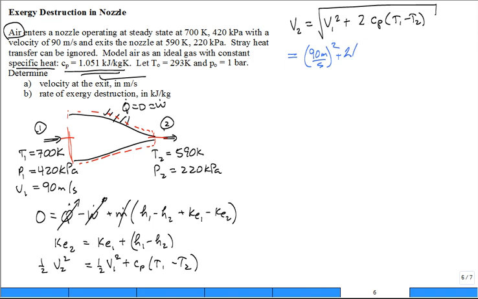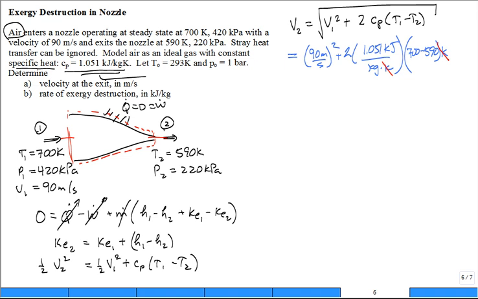We have 2 times 1.051 kilojoules per kilogram Kelvin times the temperature change. It comes in at 700, and it goes out at 590 Kelvin. So the Kelvins cancel. That's good. But I have this kilojoule per kilogram. A lot of students will throw out the units and say let's just proceed.